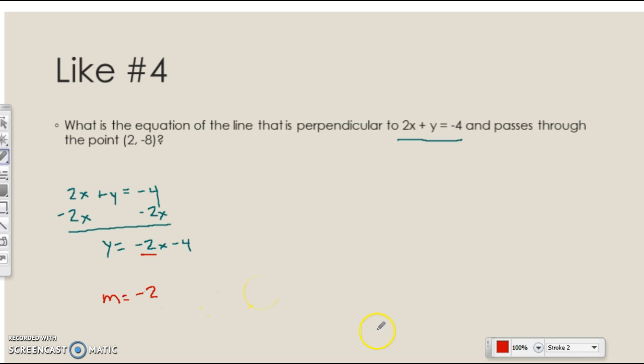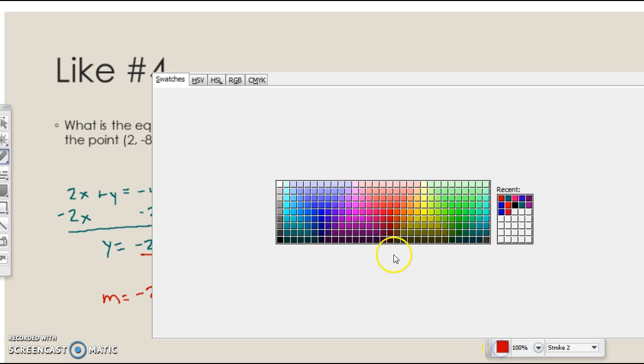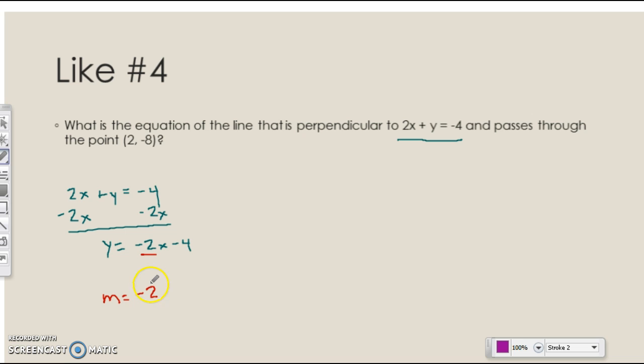Now remember, when I want to find a line that is perpendicular, I have to find the negative reciprocal. So I have to find the negative reciprocal of -2. So what I'm going to do is flip it over. So instead of 2 over 1, I'm going to make it 1 over 2. And I'm going to change the sign. So instead of it being negative, now it's going to be positive. So the slope of my new line is going to be 1/2.